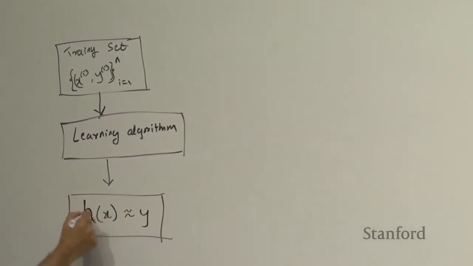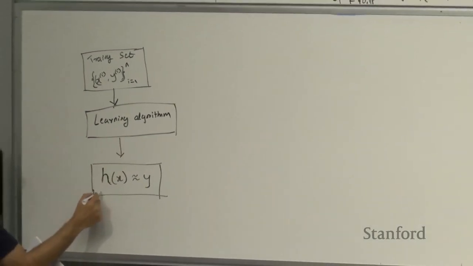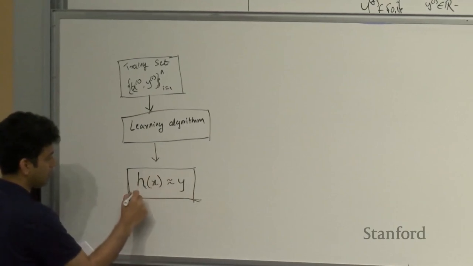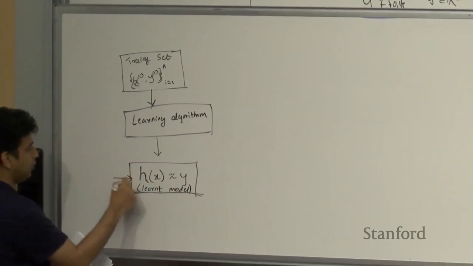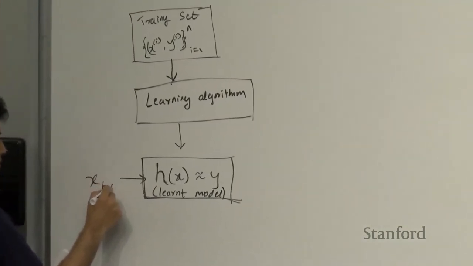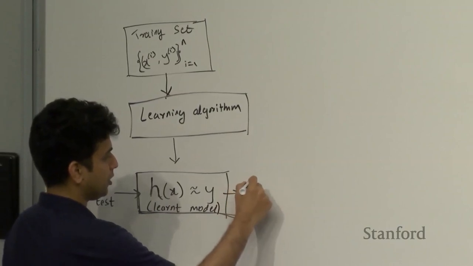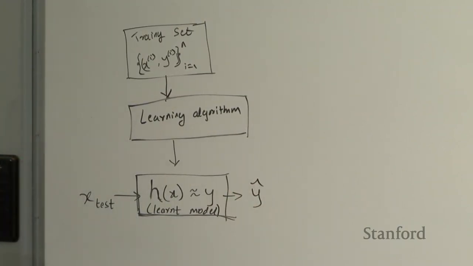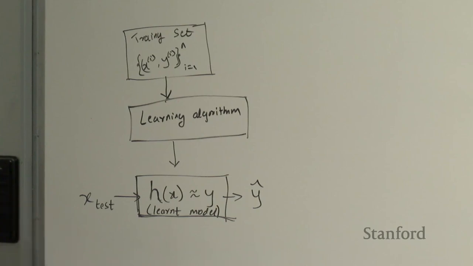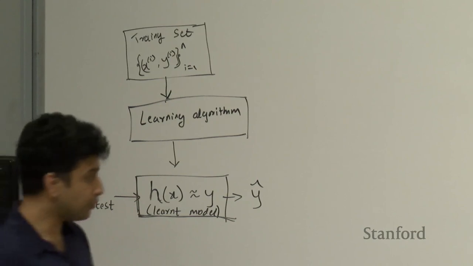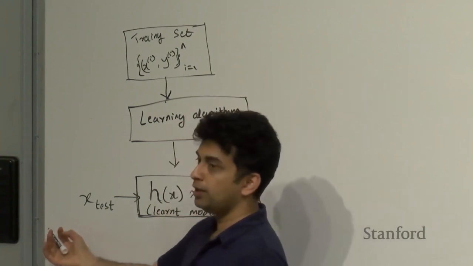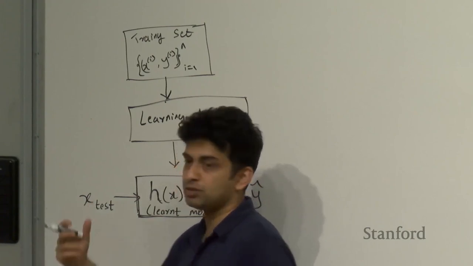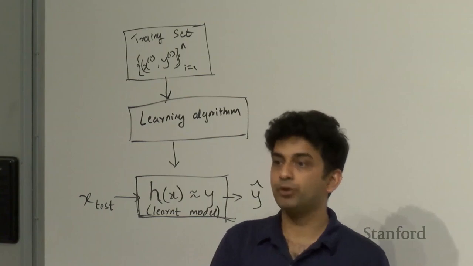So this h of x is going to be the output of the learning algorithm, and this output, which we call the learned model, can now take a new x, let's call this x test, and output the corresponding y hat. So this is the big picture of supervised learning, and all the algorithms that we're going to study are going to follow this pattern. We start with a training set, we run it through the learning algorithm, we obtain a model, and the model can now take examples from what we call the test set, or examples that are fed into the model when you actually deploy it in production.